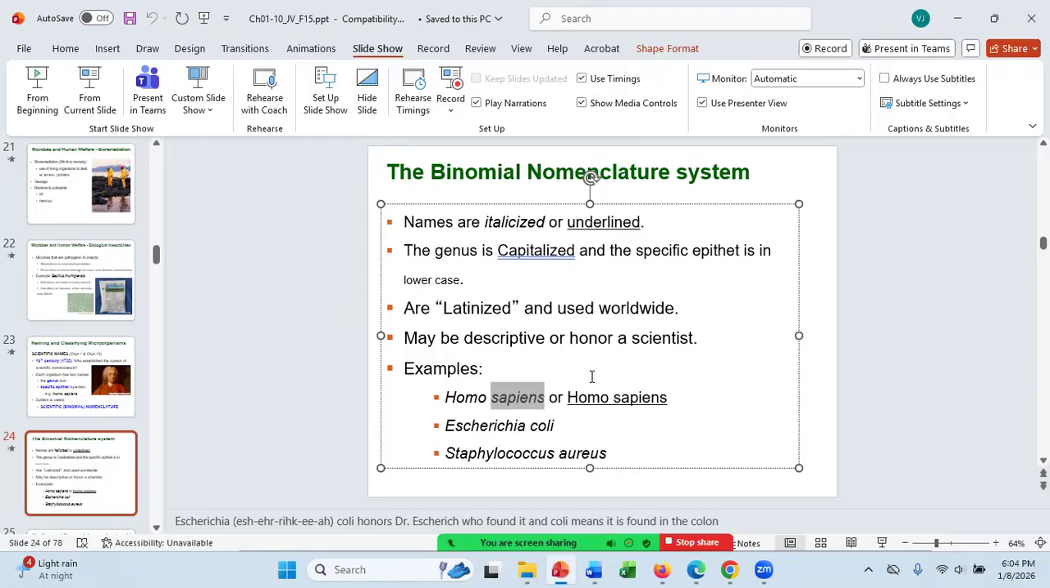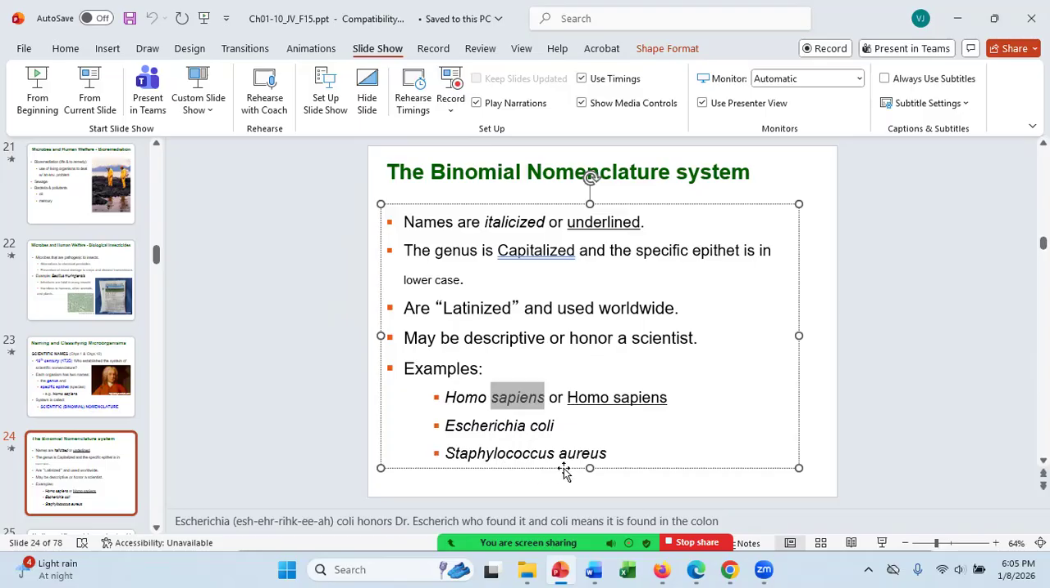The name can be descriptive or honor a scientist, like Homo sapiens means wise man that walks on 2 feet. Escherichia coli is both descriptive and honoring. Coli, because you can find it in the colon, and then it is honoring a scientist, one of the first microbiologists. He may be the first person who found E. coli, I'm not sure, but Dr. Escherich.